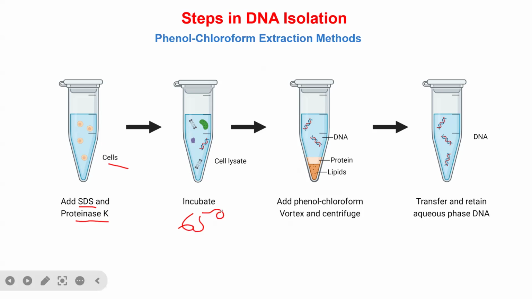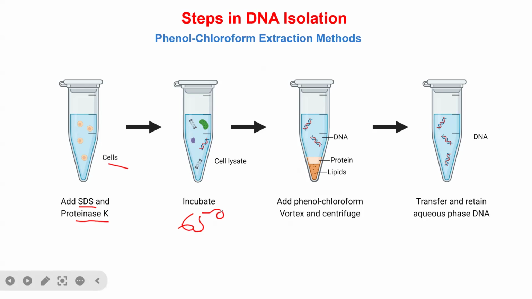After incubating for some time, you add phenol-chloroform, and then you vortex, that is, you shake, and then you centrifuge. After you do that, the proteins, lipids, and other compounds will all be sedimented. They will all precipitate and go down. Then the DNA will be left after the centrifugation. Then the DNA will be transferred to another Eppendorf tube.